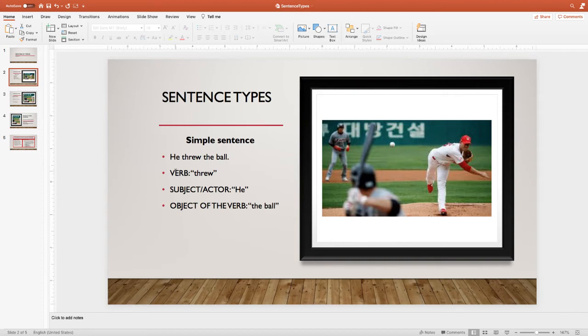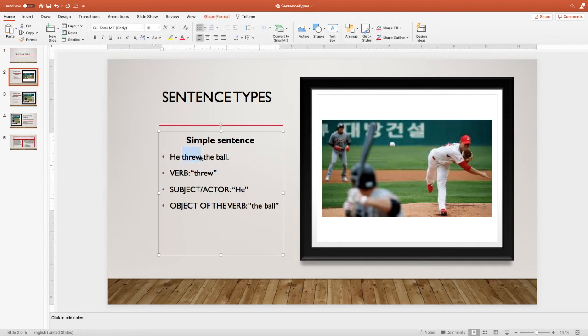The verb is right here. He threw the ball. That's what's happening. Okay, now that we know where the verb is, we need to find the subject or the actor. And the actor in this sentence is he because he is doing the throwing. And of course you have the ball, so you want to know what do we do with that. And in this case, the ball is simply the object of the verb. It's the thing that's being thrown.